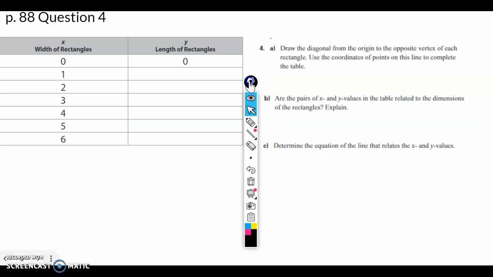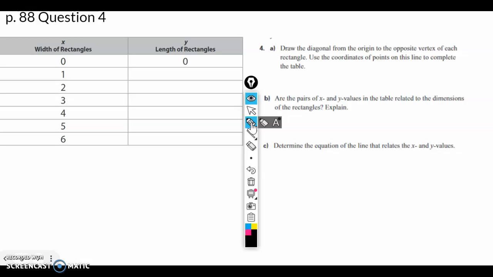Alright, let's continue. We're going to use the graph that we just created, and this time what I need you to do is go ahead and draw a diagonal from the origin to the opposite vertex of each rectangle. Use the coordinates of points on this line to complete the table. So now we're going to complete the table based on the dimensions that we just created when we drew the diagonal from the origin to the opposite vertex of each rectangle. So looking on page 88 and continuing with our table, let's fill it in.